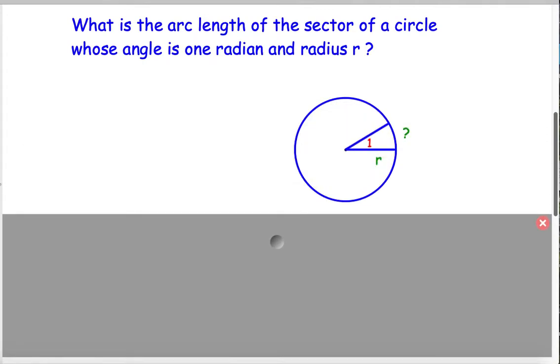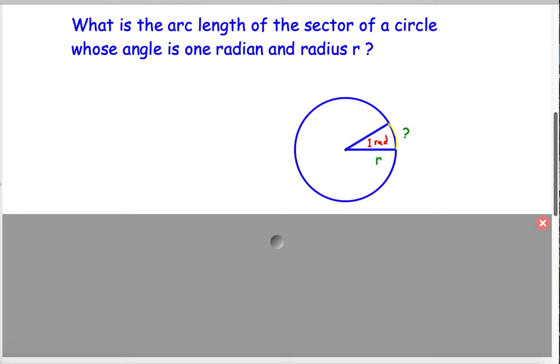All right, let's look at this picture. In this picture, we have an angle which is 1 radian. I want to make sure it's clear. That's not a degree. That's 1 radian. And I want to know what's the arc length of the sector of the circle. So what's this length if the radius of that circle is r and the angle is 1 radian?